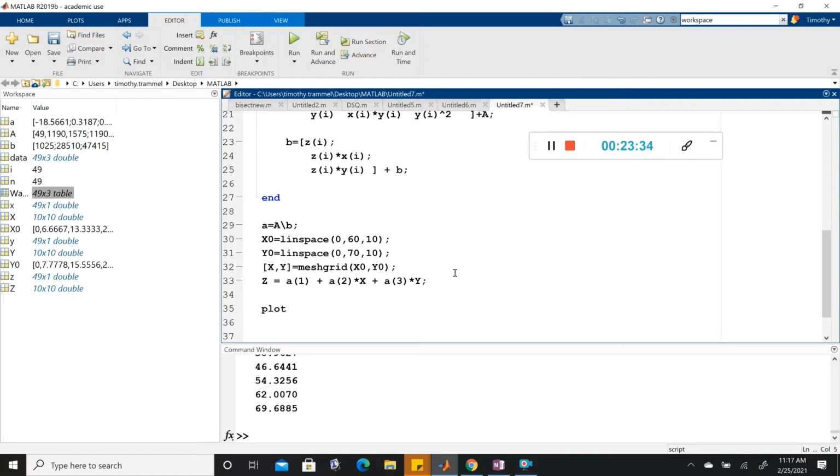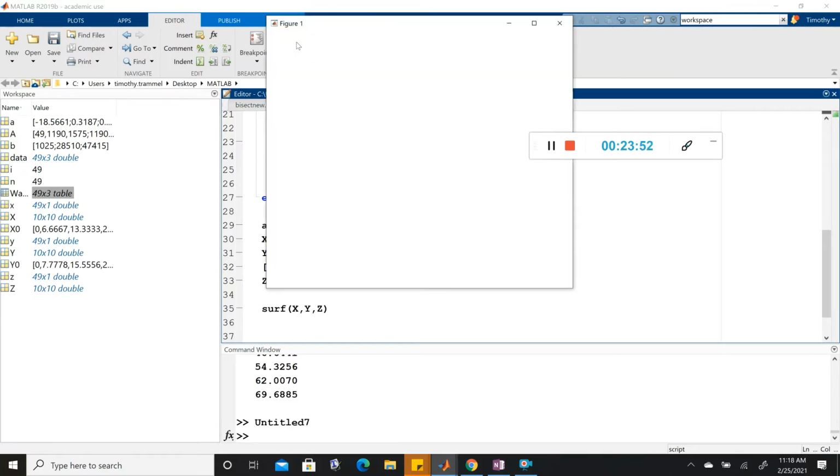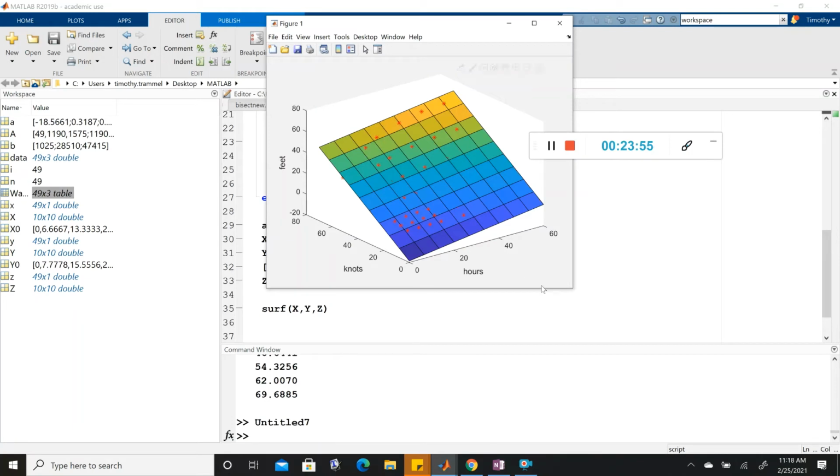I want to do plot, or how about, since it's a 3D thing, surf of x, y, z. Okay, and let's just do that. Surf x, y, z. Okay. There we go. Okay, so from this angle, you can't really tell whether it fits the data well or not, but let's move it around a little bit.